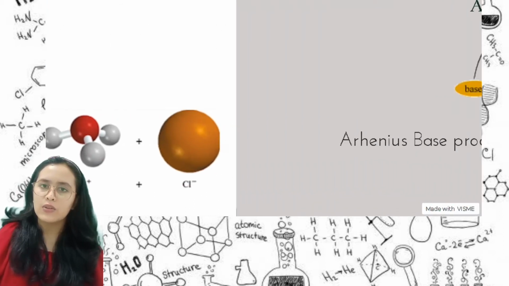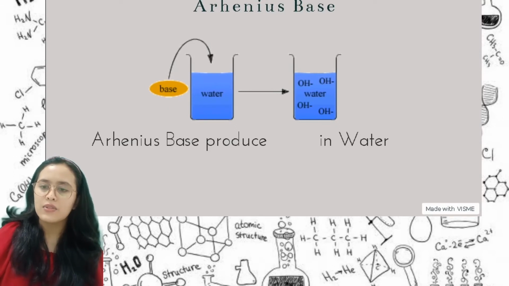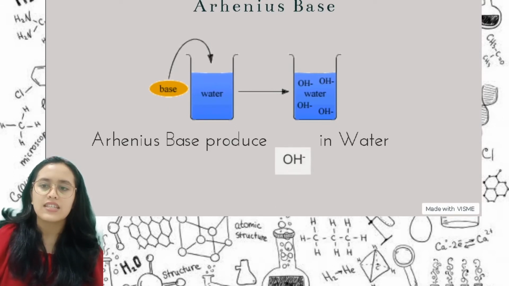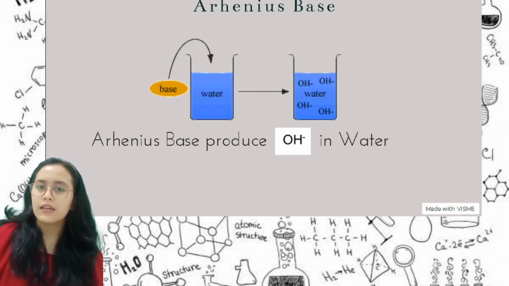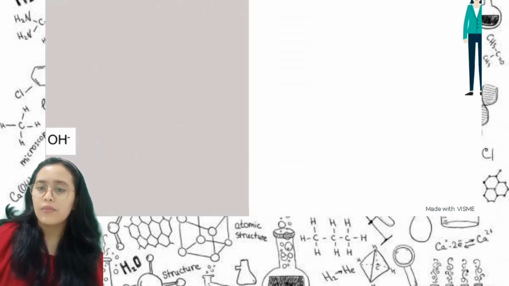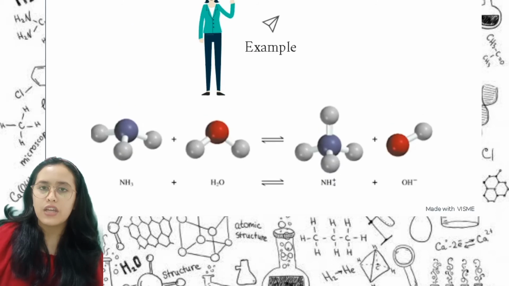How about Arrhenius base? An Arrhenius base is a compound that increases the concentration of hydroxide ions that are present when added to water. This is an example. Ammonia reacts with water that will form ammonium and hydroxide ions.